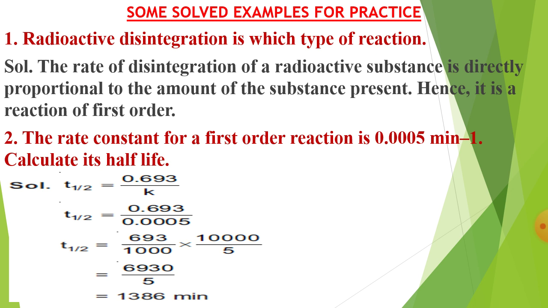Now second example, the rate constant of a first order reaction is 0.0005 minute inverse. Calculate its half life. So again I have given you the formula, t half equal to 0.693 divided by k. Now putting the value of k, we can calculate the half life of the first order reaction like this.